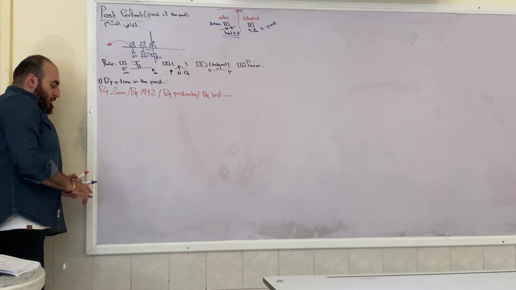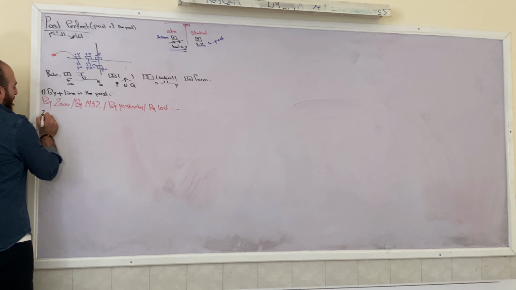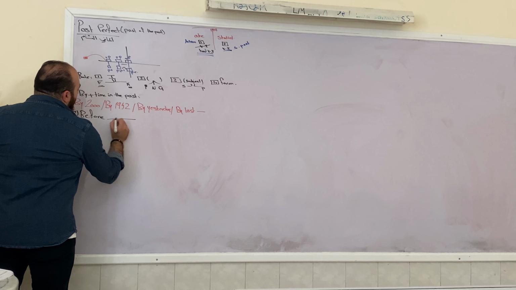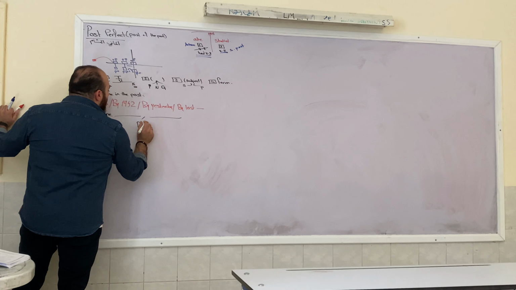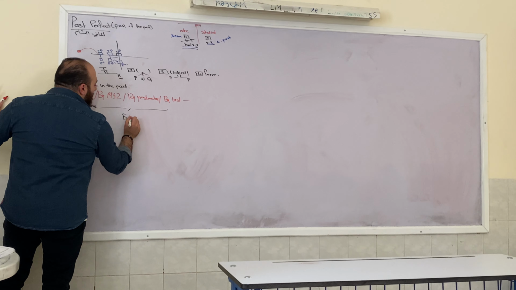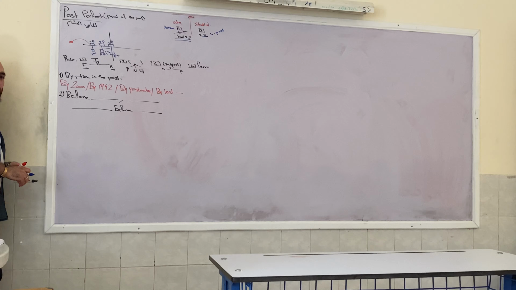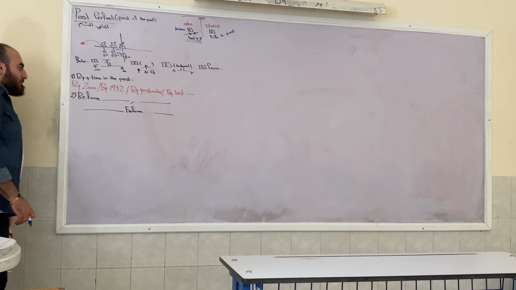Is that clear? Okay. 2. We have the word before. And by the way, guys, before comes at the beginning of the sentence and it could be in the middle of the sentence. So how would we deal with before at the beginning of the sentence and at the middle of the sentence?